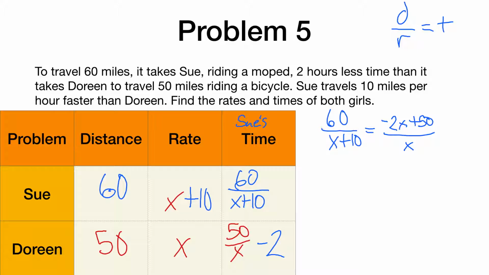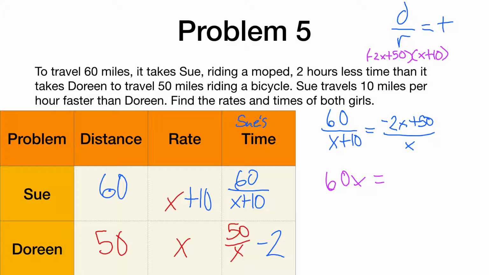x. At which point I cross multiply 60x. Oh, by the way, the reason why it's that, in case you weren't quite sure, is because I had to get a common denominator of x. So this became negative 2x at that point. So this becomes 60x, and that's going to equal, let's see, negative 2x plus 50 times x plus 10.